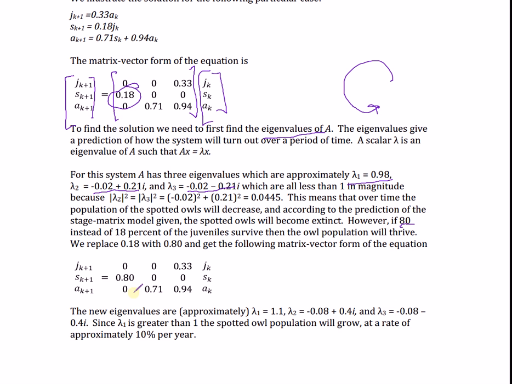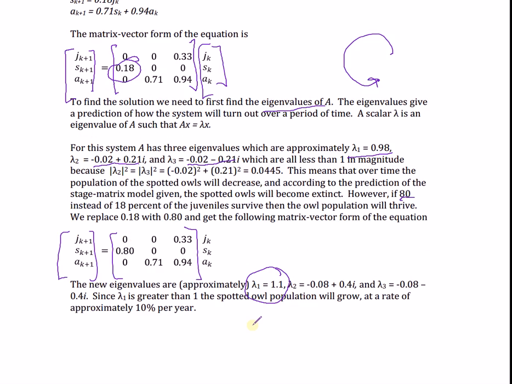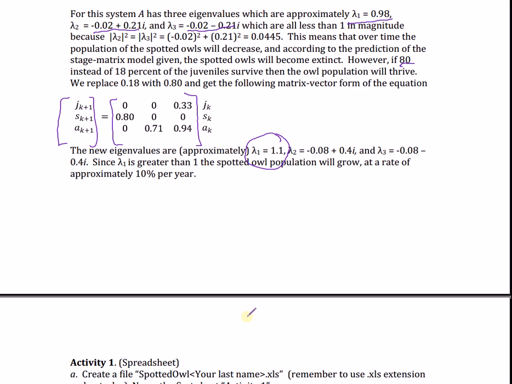we get a new matrix here. And we can compute the eigenvalues. Here's our largest eigenvalue at 1.1. And we saw that the largest eigenvalue drives the eventual behavior of the system. So eventually the spotted owl population will grow at about 10% per year. So that's a summary, and next video I'll show you some activities that we'll be doing.